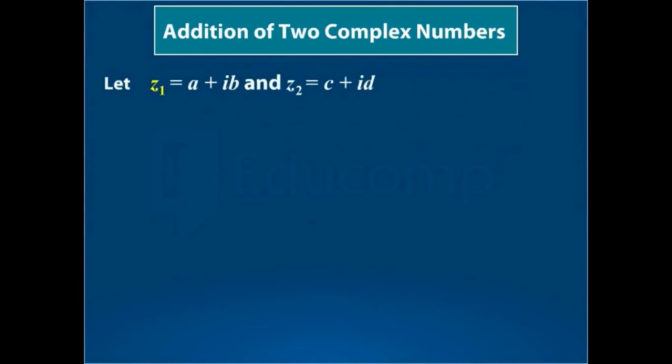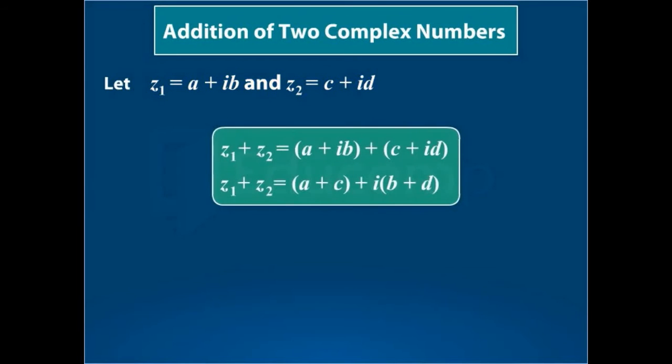Let z1 equal to a plus ib and z2 equal to c plus id be any two complex numbers. Then, the sum of two given complex numbers is obtained by adding together their real and imaginary parts. So, z1 plus z2 is equal to a plus c plus i within brackets b plus d.